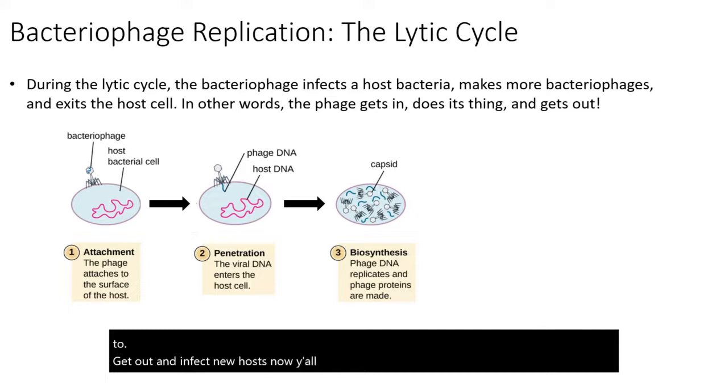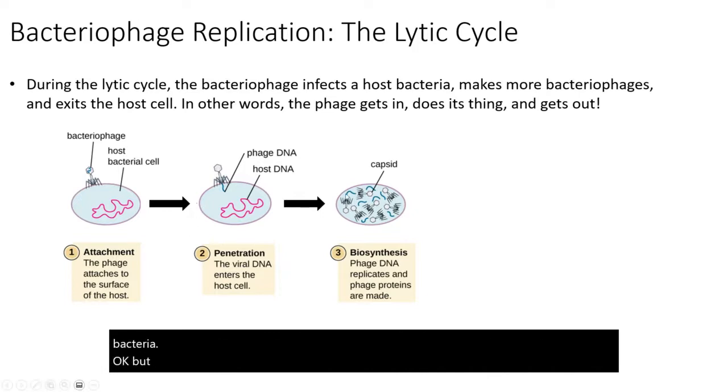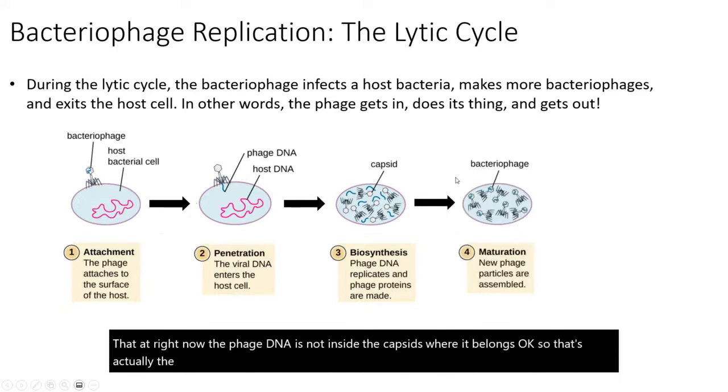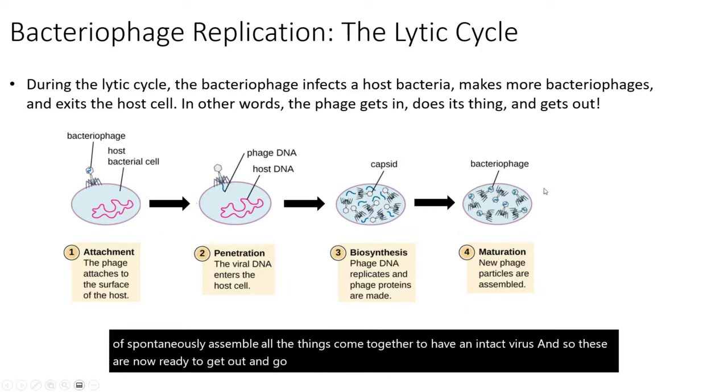Now, please know that phage is another word for virus, but we use phage when we're talking about bacteriophage, the viruses that infect bacteria. Notice in this picture that right now, the phage DNA is not inside the capsids where it belongs. That's actually the next step, which is called maturation. This is where the new intact phage spontaneously assemble. All the things come together to have an intact virus particle. These are now ready to get out and go infect new bacterial hosts.